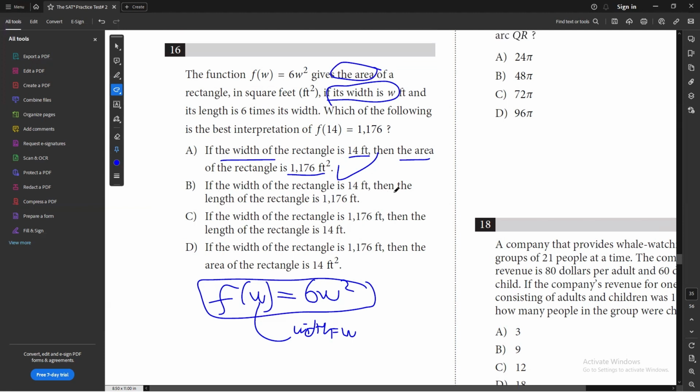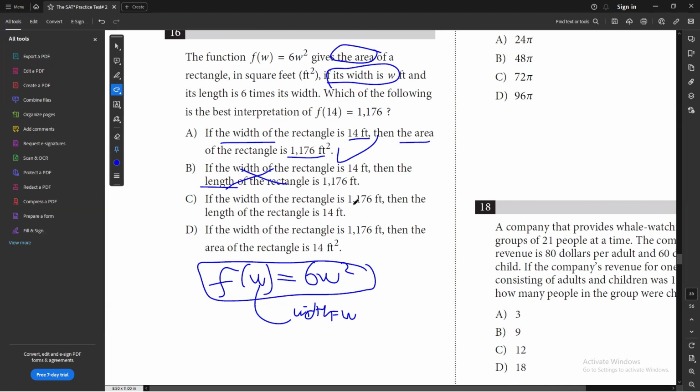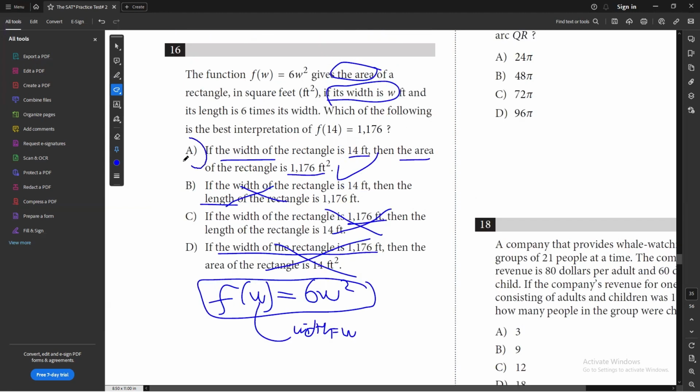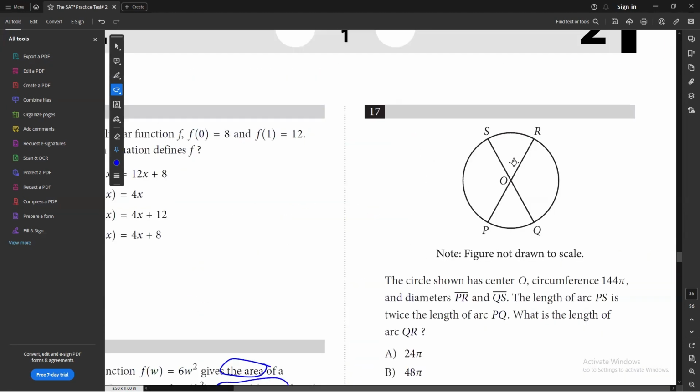If the width of the rectangle is 14, then the length of the rectangle is this. This is wrong because this is not the length. If the width of the rectangle is 1,176, that is wrong. It's actually 14. And it's still making the same mistake. So our answer choice is going to be A.